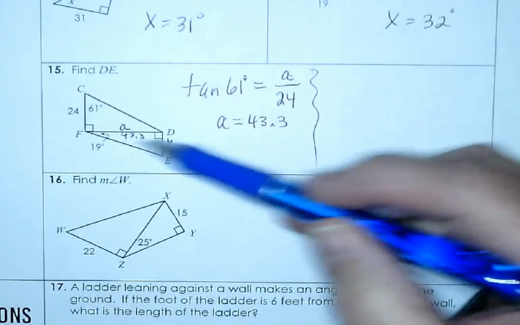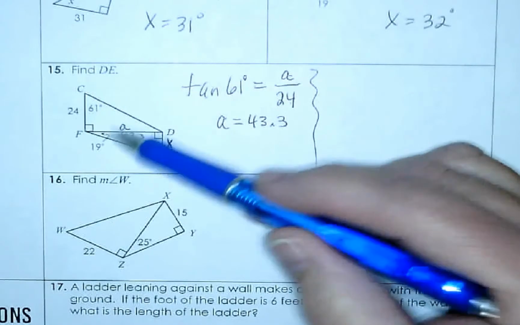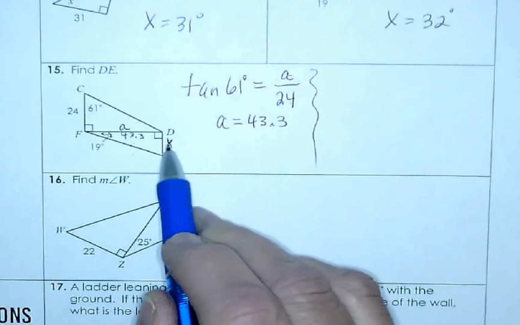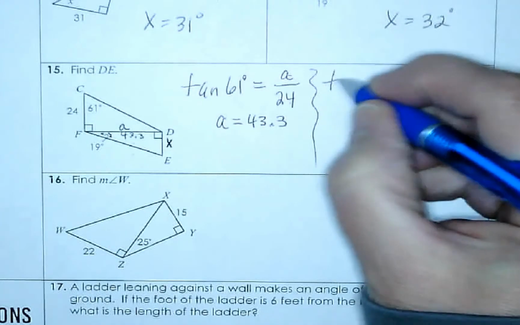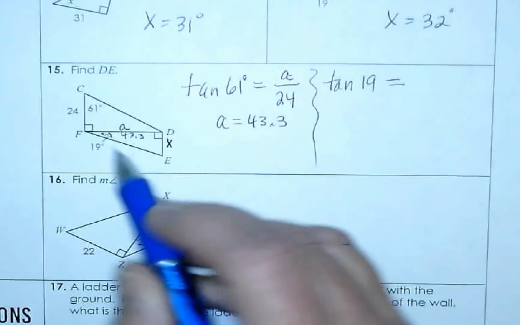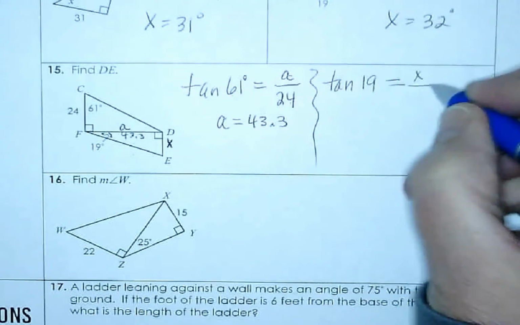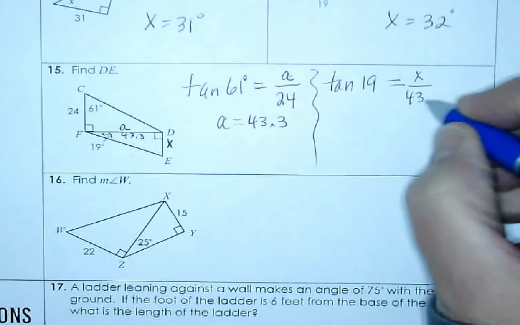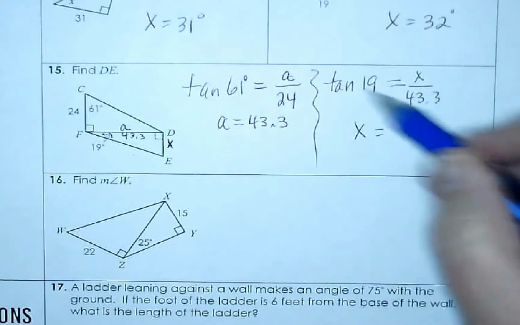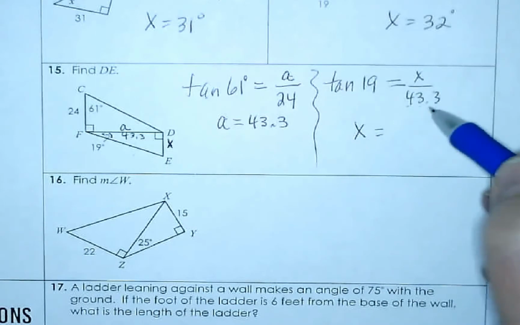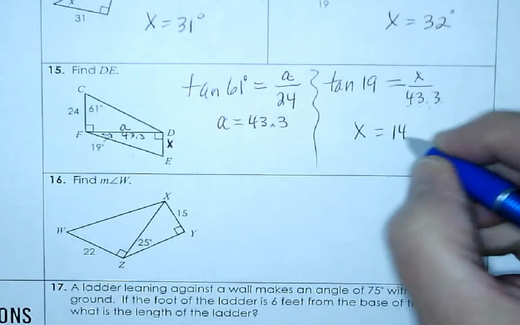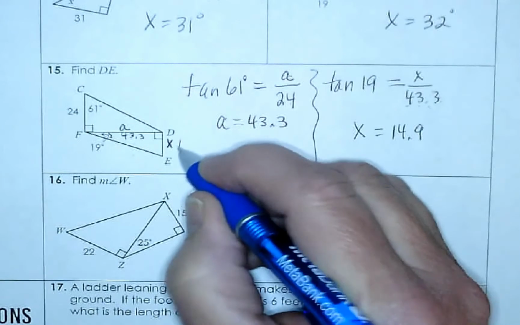Now I'm going to look just at the bottom triangle. With this angle, remember you're always looking at what angle they're talking about, I have the opposite and the adjacent. So again, we're going to use tan. This time the angle is 19. Opposite is X. Adjacent is 43.3 that we just found. Again, since X is on the top, this is a multiplication problem. 43.3 times tan of 19, and that's going to give you 14.9 for this missing side right here.